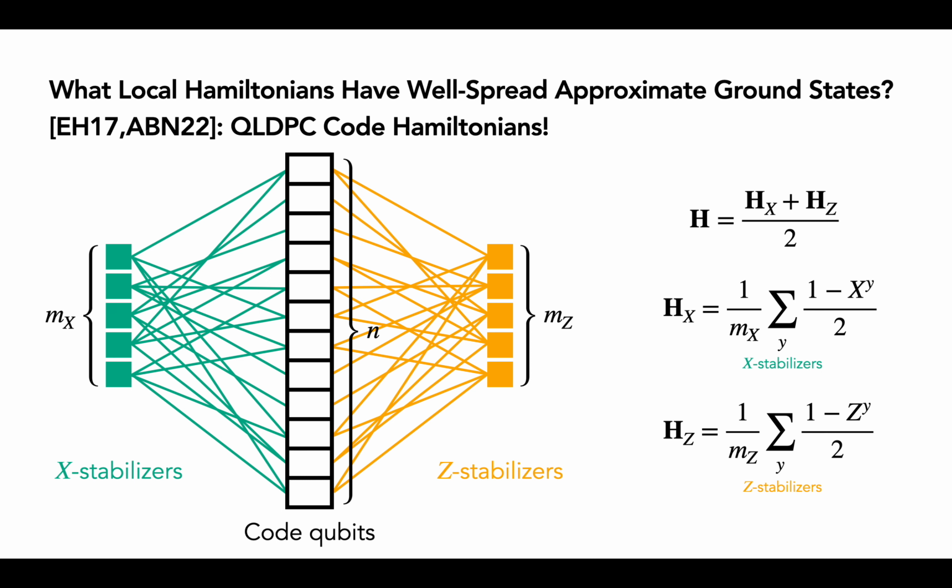For instance, if we take the energy with respect to the code Hamiltonian H of a true code state, we'll get energy 0. So the ground space of H is the code space. And if we take the energy of a state that violates all the stabilizers, so something that's very far from a code state, we'll get energy 1. So the code Hamiltonian is really just measuring how many stabilizers are violated.